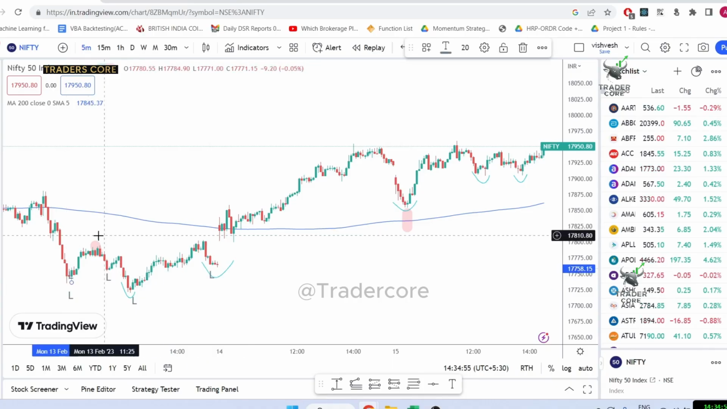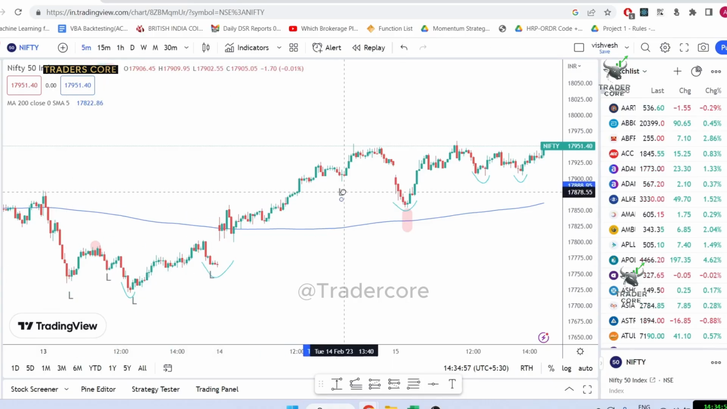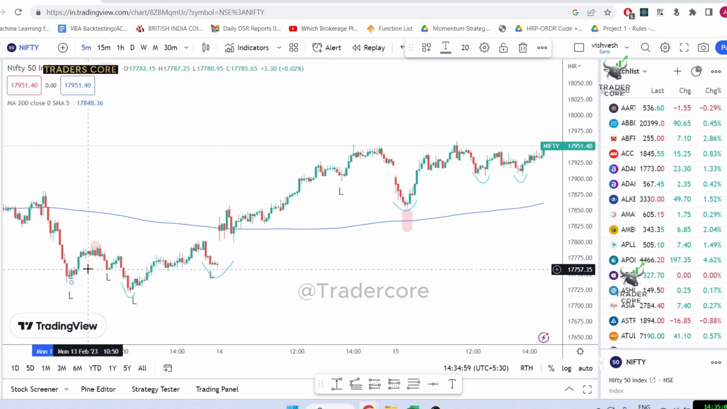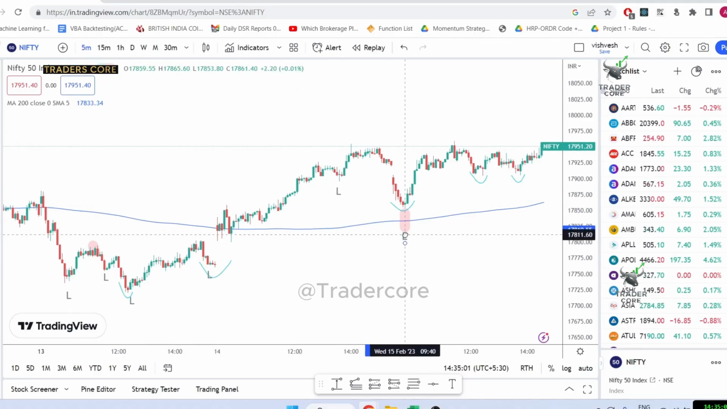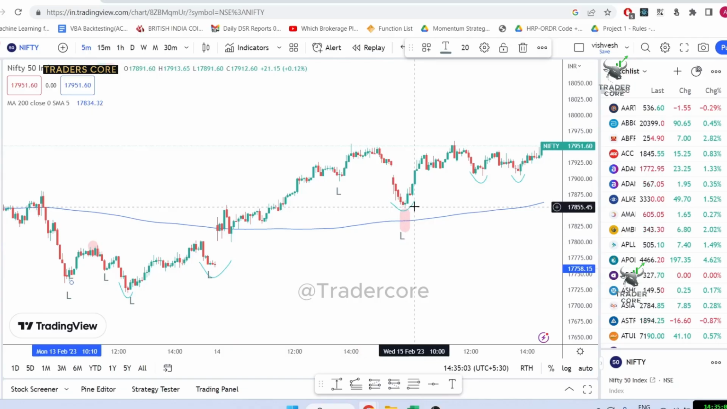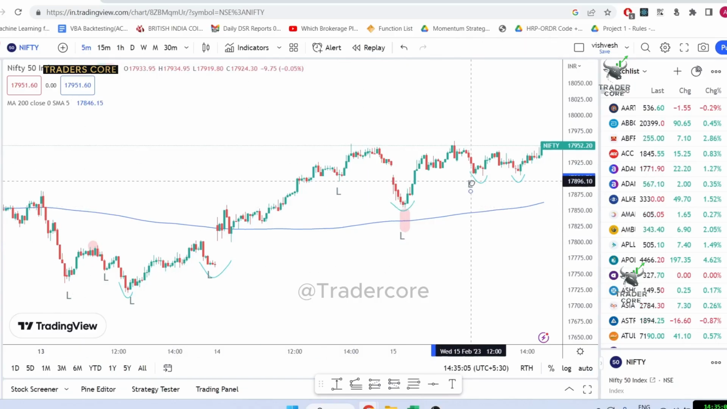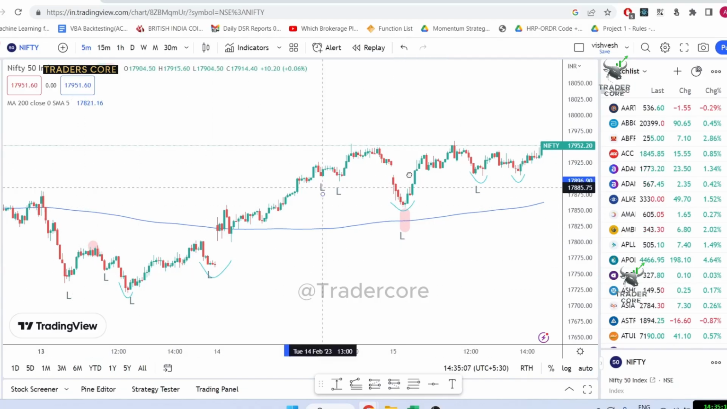So this is how you can mark all the swing lows that you can see. And it's pretty easy to figure out. It's basically if the stock is coming down, makes a bottom and goes up, that is what we call a swing low. So these are all the swing lows.